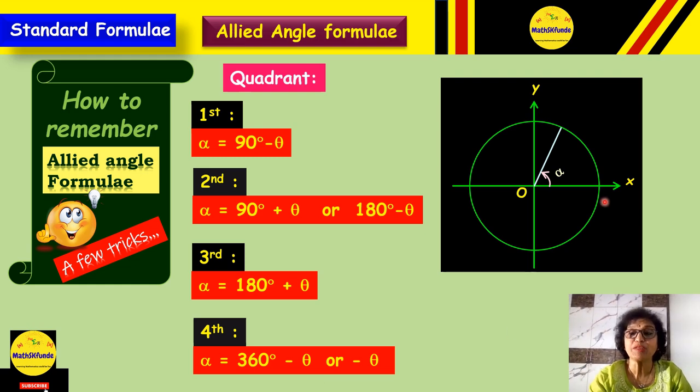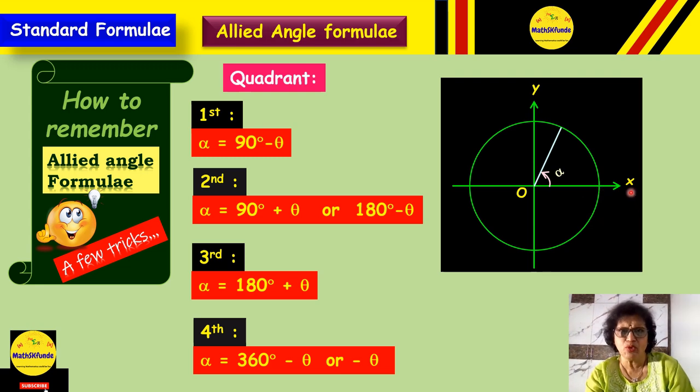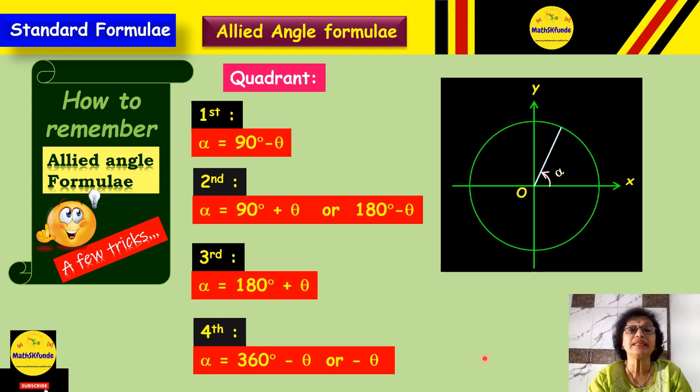In fourth quadrant, I'm expecting, here, after one complete circle, angle would be 360 degree. So 360 minus theta will take you to fourth quadrant, or simply minus theta, like you are moving in clockwise direction, means angle would be negative. So 360 minus theta and minus theta, they would take you to fourth quadrant.